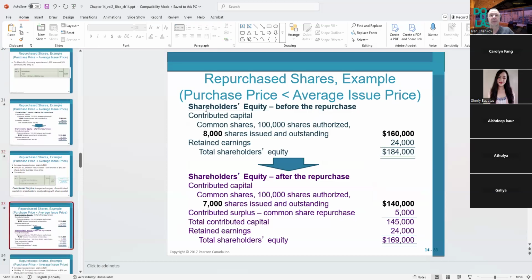If we do the shareholders' equity, we start with 184. Now the value of the common shares goes down by 20,000 to 140 (wait: 120), and the number of shares goes down by 1,000. But we have a new element of shareholders' equity, which is called contributed surplus, common shares repurchase, $5,000. Now we have contributed capital of 145, retained earnings of $24,000, and the total shareholders' equity is 169.